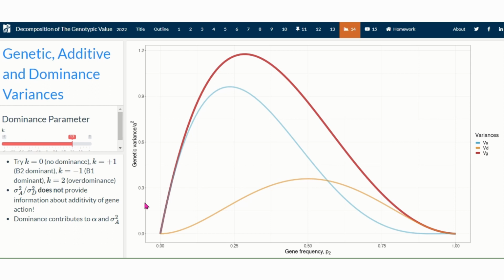The second case we are going to explore is when k is equal to 1. Then we can observe that there is a decrease in the additive variance and an increase in the dominance variance. This is due to the fact that the total variance is the sum of these two factors. It is important to note in this case that when the frequency of allele B2 increases considerably in the population, the dominance variance surpasses the additive variance. We also observe that the total genetic variance decreases significantly in the population.